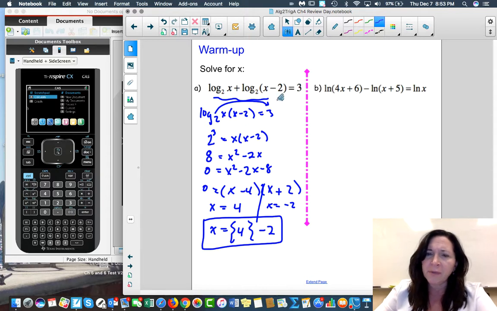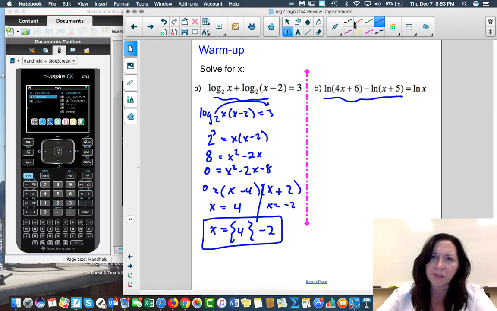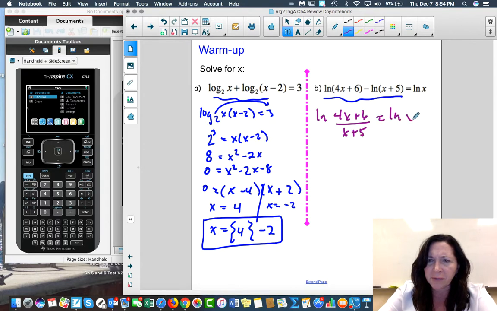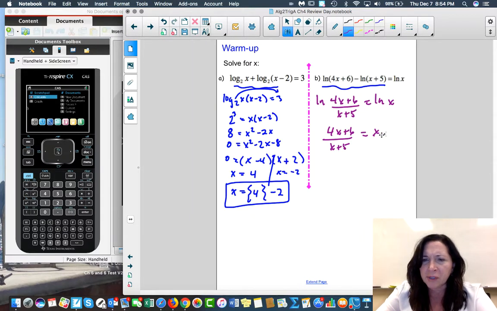You do represent it in your answer, but outside of the solution set, because it's an answer, but not a solution. For this problem right here, we are going to do the same type of thing where we're going to combine these two and simplify. So we have ln of 4x plus 6 divided by x plus 5, because we are dividing, is equal to ln of x. Subtraction means divide. If you have ln on both sides, you can eliminate those and you'll end up with 4x plus 6 divided by x plus 5 is equal to x.